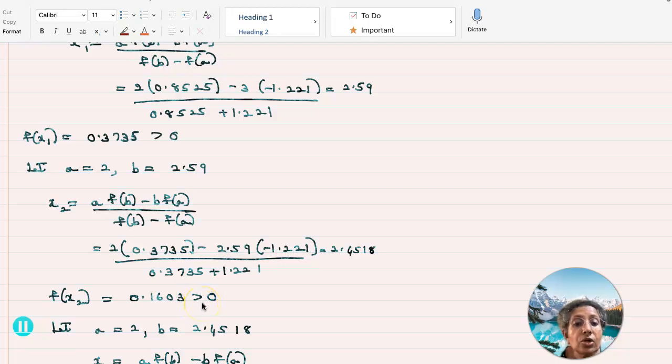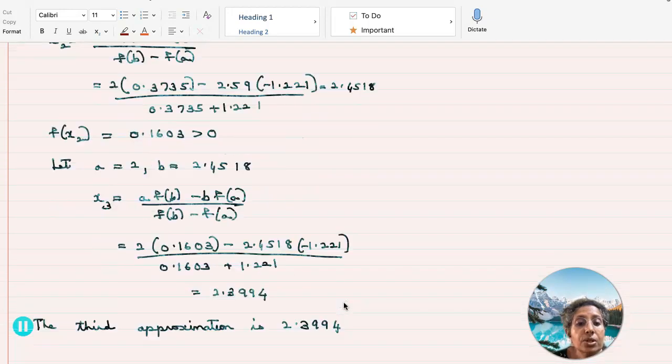So now where will your root lie? F of 2 is less than 0. So let A is 2 and B is 2.4518. Again we calculate a third approximation x3 as (A f(B) minus B f(A)) by (f(B) minus f(A)). So we keep repeating this and we get x3 as 2.3994, and we only have to calculate 3 approximations because that's what is asked in the question. So we say that the third approximation is 2.3994.